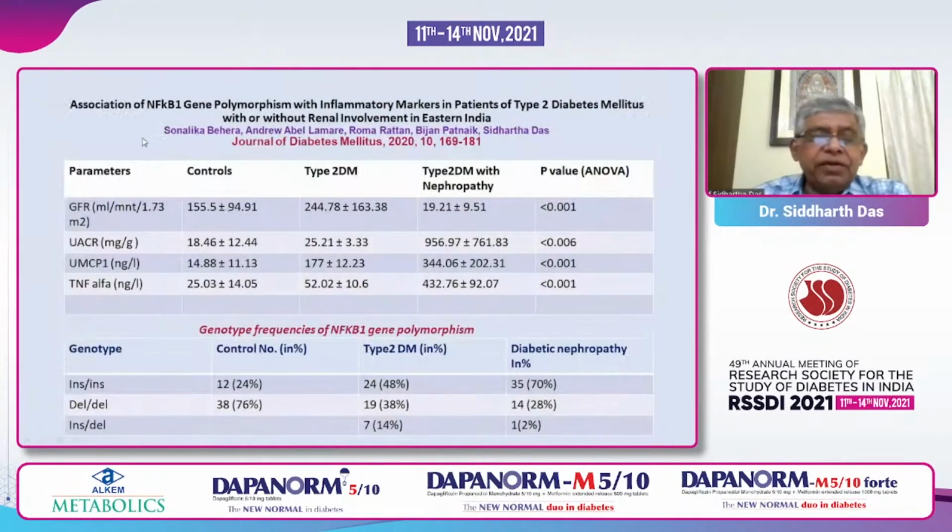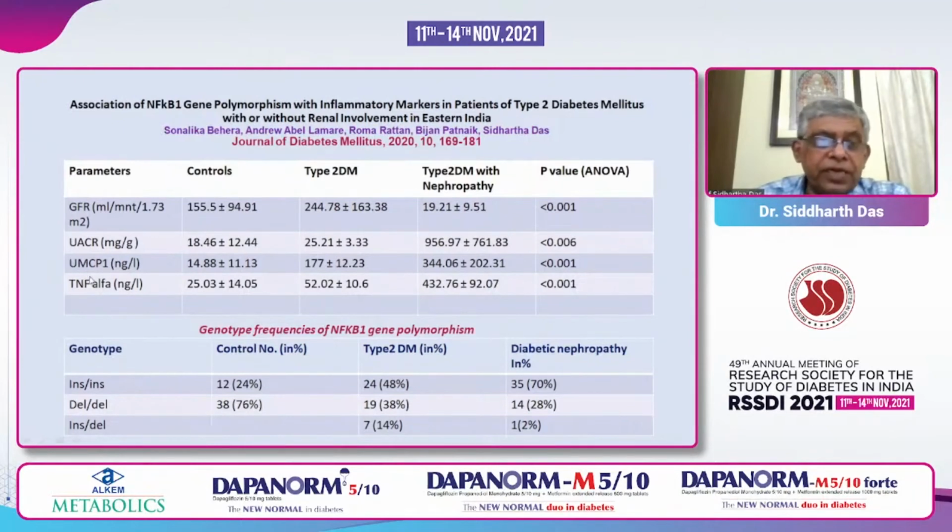Now, we did another study, association of nuclear factor kappa B1 gene polymorphism and inflammatory markers in patients with type 2 diabetes mellitus with or without renal involvement, which we published last year. If you look at the controls, these are healthy controls, the type 2 diabetes without nephropathy, and these are with frank nephropathy. The GFR was definitely much more normal here, and there was a slight increase in glomerular filtration here. The UACR was highest in the nephropathy group.